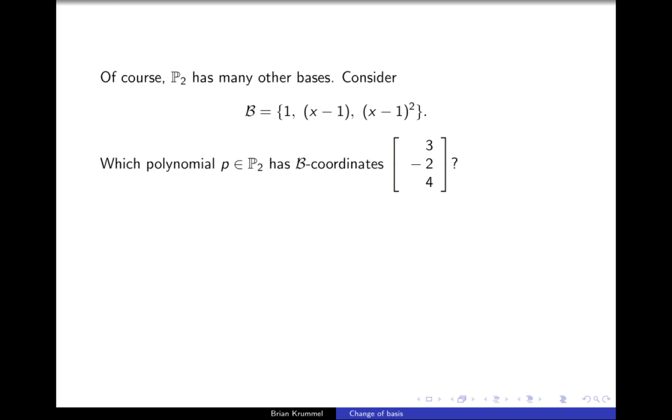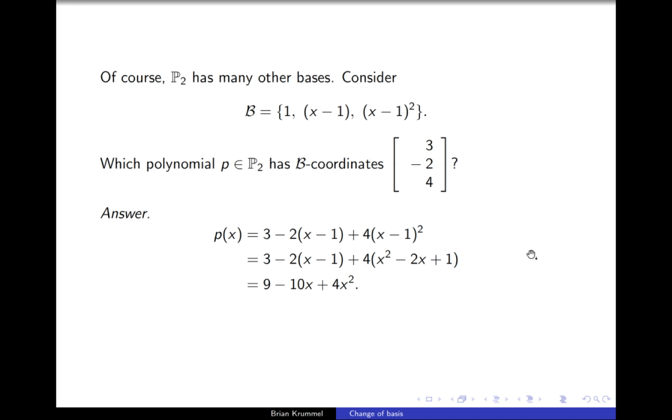Okay. Now, all right, so we want to know what polynomial P has B coordinates 3, minus 2, 4. Well, all we have to do is write down the polynomial here, where we take the entries 3, minus 2, 4, and put them as the weights on the basis vectors 1, x minus 1, x minus 1 squared. So then we get 3 minus 2 times x minus 1 plus 4 times x minus 1 squared. Note that with the 3, we secretly have 3 times 1, where 1 is the basis vector.